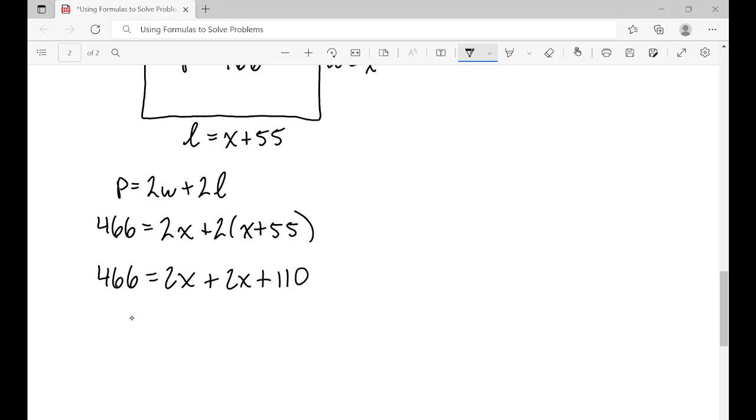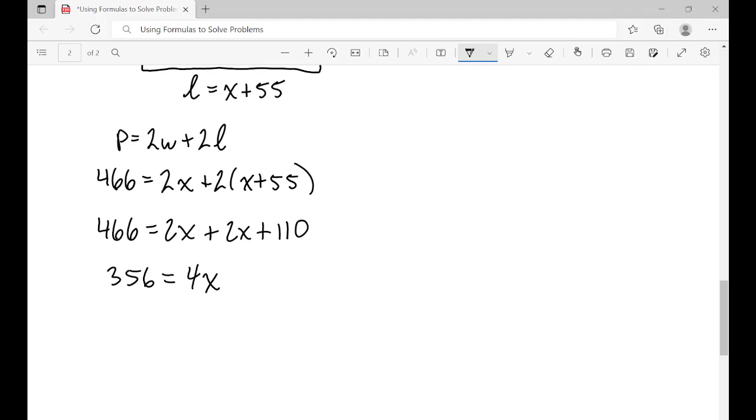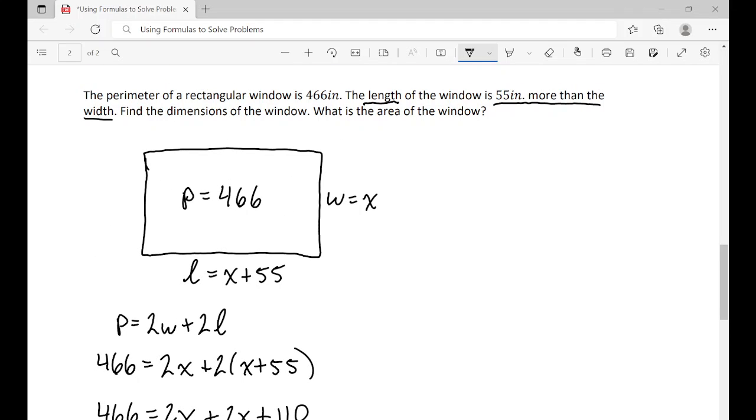Subtract the 110 over, and I'm going to get 356. Combine the x's together, I get 4x. And then divide both sides by 4. And so 356 divided by 4 is going to give me 89 equals x. Now, x equals 89, but that doesn't really tell me what the dimensions of the window are. I need its length and its width.